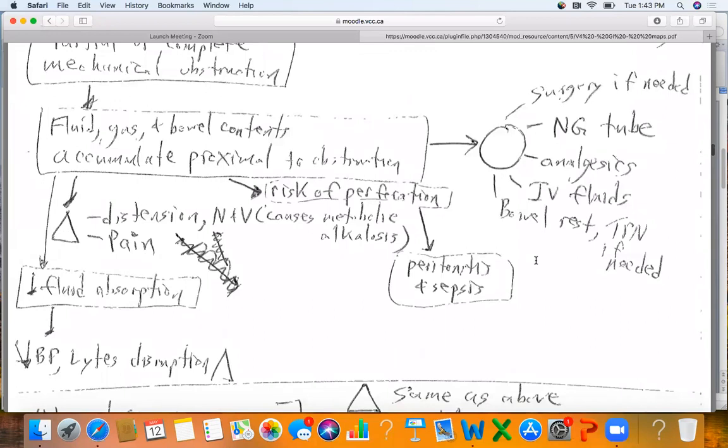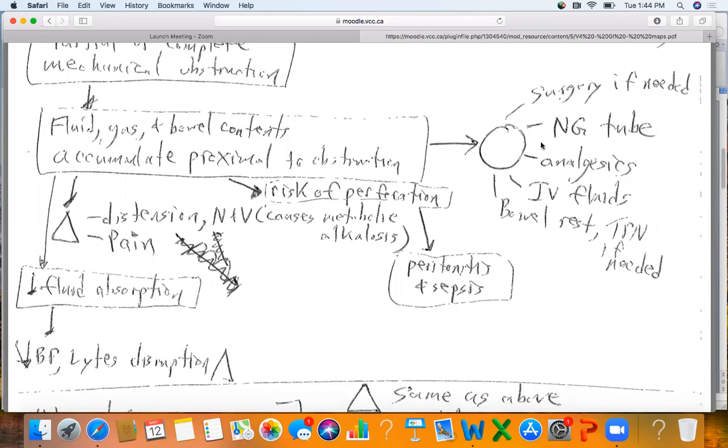It's not a big stretch of the imagination to imagine how uncomfortable that would feel in terms of nausea, vomiting. Physical examination would probably show some distension. Overall, a state of very much discomfort. If we don't have peristalsis, we don't have fluid absorption, so we get a loss of electrolytes and fluids.